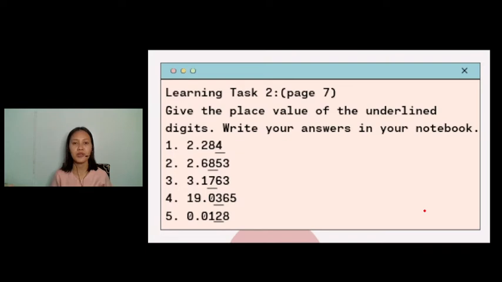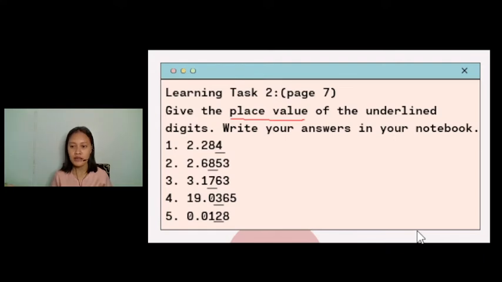So, ipapasa din po ito sa ating Edmodo class. In your module, it is page 7, Learning Task 2, give the place value of the underlined digit. Sa module ninyo, it is 1 to 10. So, items 1 to 10 siya. Pero, ang sasagutan nyo lang po is 1 to 5. So, after nyo po siyang sagutan, you have to compile your outputs para sa isa-submit later sa ating Edmodo. Okay, you may screenshot this also kung wala po tayong printed module or soft copy module lang yung meron tayo.